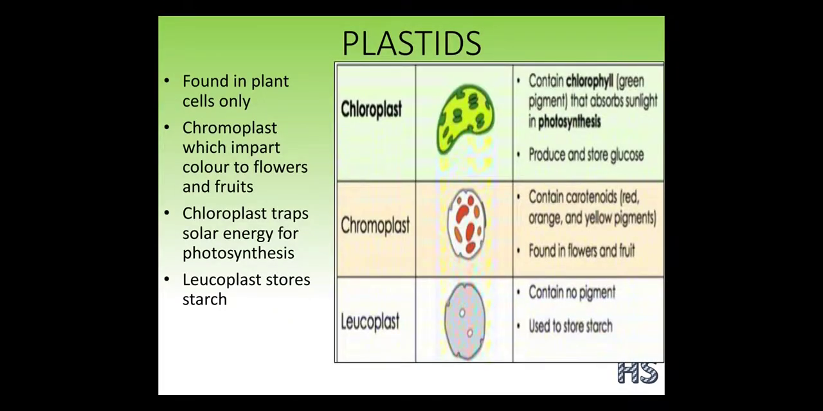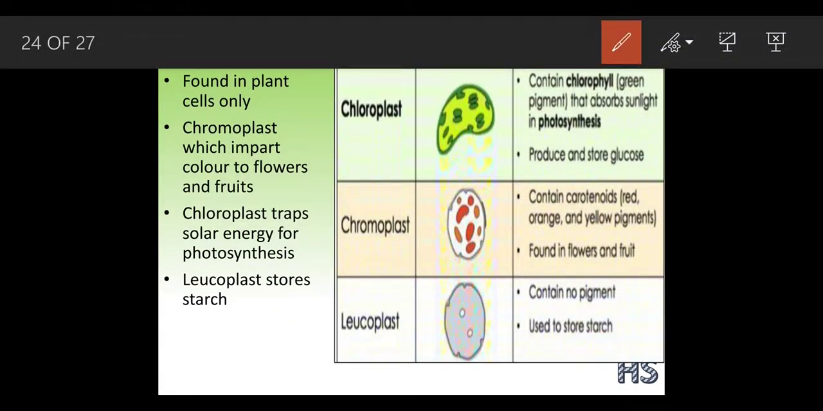Now plastids are only present inside the plant cells. The plastid can be of different shapes, that is oval, spherical, disc shape. What is the function of these plastids? These plastids impart colors of different types.